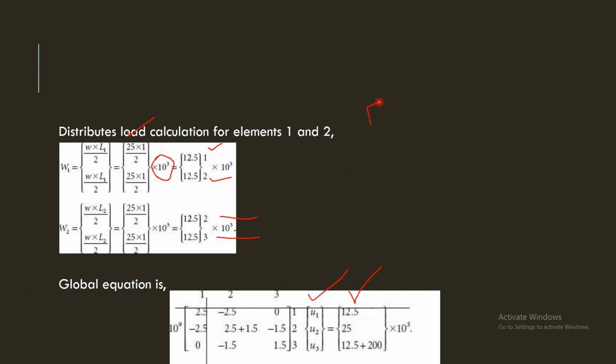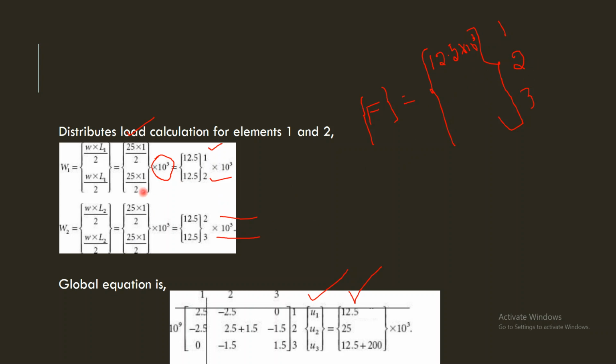So if the global force vector is F, I know that three force terms should be there, that is 1, 2, and 3, one on each node. At node 1, you need to observe these load conditions. We are having only one value, 12.5 into 10 raised to 3. The power you can take as common outside.